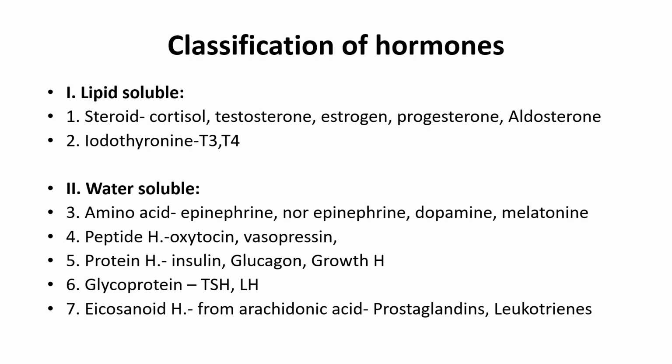The second type is peptide hormone. So examples are oxytocin, vasopressin. Then the third type is protein hormone. So the examples are insulin, glucagon, growth hormone. Then the next type is glycoprotein hormone. So examples are TSH, LH, that is luteinizing hormone. Then the next type is eicosanoid hormone. It is prepared from arachidonic acid and the examples are prostaglandins, leukotrienes.